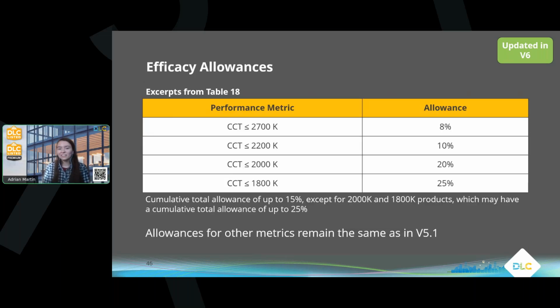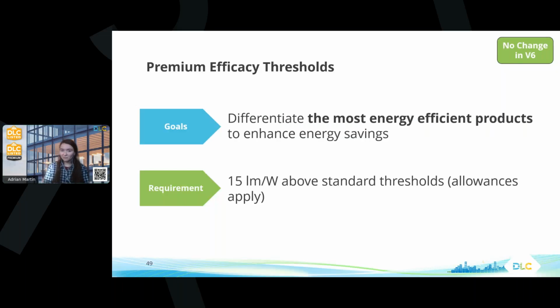The version 6 efficacy allowances for standard and premium low CCT products are more granular than in version 5.1. We're setting higher allowances for all products with a CCT of 2700K or lower, and we are now accommodating 2000K and 1800K products, which are lower efficacy on average. Other allowances for low glare and high color rendition products remain the same as in version 5.1. Finally, as with version 5.1, premium efficacy thresholds are set to 15 lumens per watt above standard across the board to differentiate a portion of the most energy efficient products.